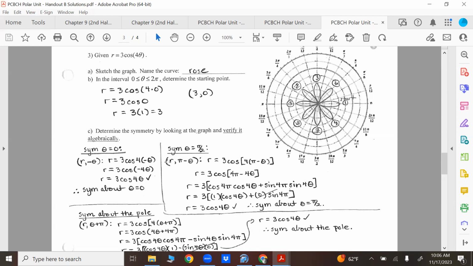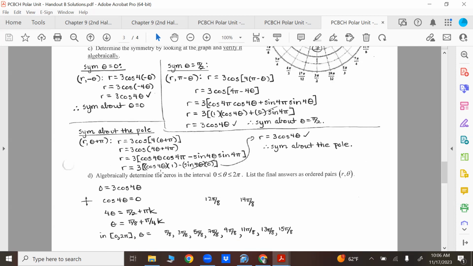It's really the starting point, so putting 0. So there you go, 0. So that's where you start. You can see where it says start right there. The symmetry, it's definitely symmetric about theta equals 0 and theta equals pi over 2. So you can do both and check them out. Also symmetric about the pole as well. To be symmetric about the pole, you rotate 180, you have to be back to the same orientation as you were originally.